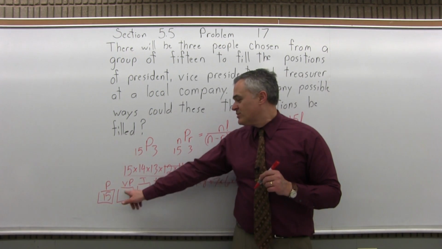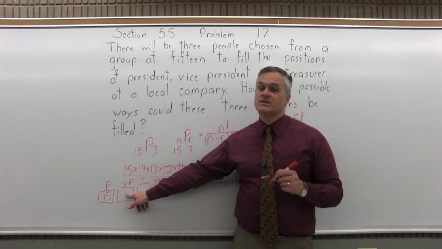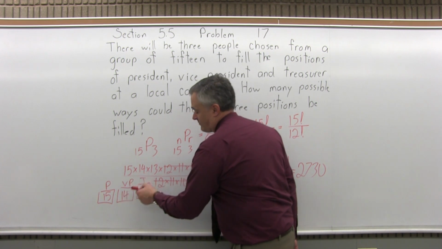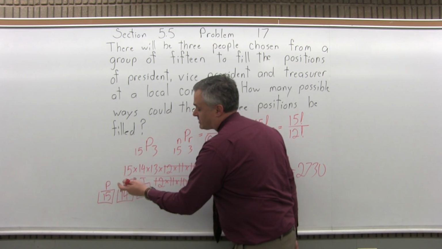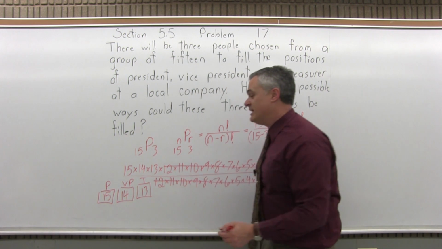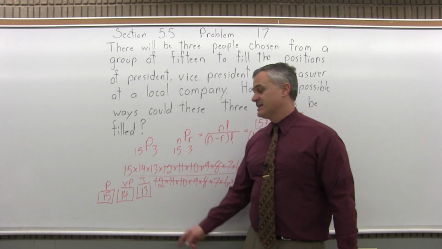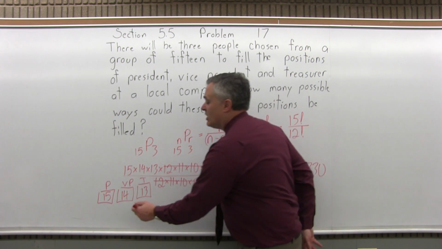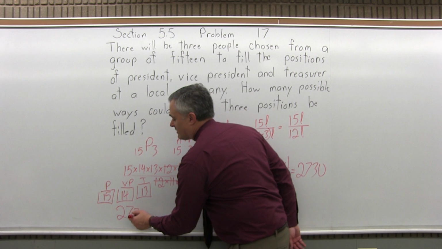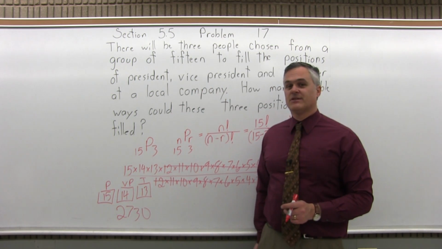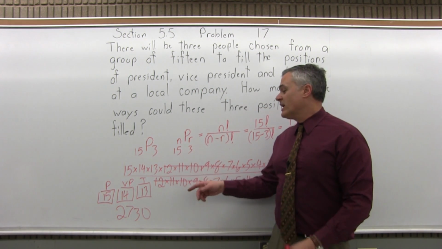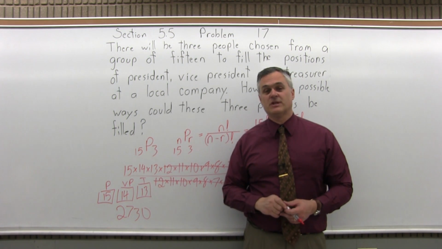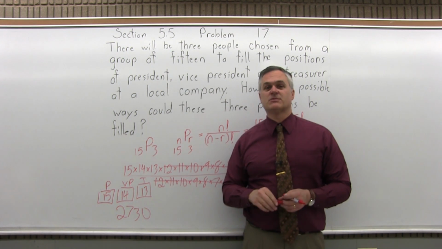Now, how many choices would you have to choose the vice president? Well, you can't use the same person again, so you're down to 14 choices. And then once you pick the president and vice president, how many options would you have left for the treasurer? 13, because again, you can't use the president or vice president again as the treasurer. You have to pick a new person. And if you look, it's the same multiplication with the same answer, 2,730. In this case, there are 2 different ways to get the answer. So either way, you get 2,730 different ways you could choose 3 people from a group of 15 to fill the positions of president, vice president, and treasurer.